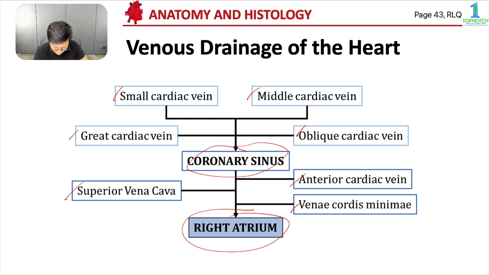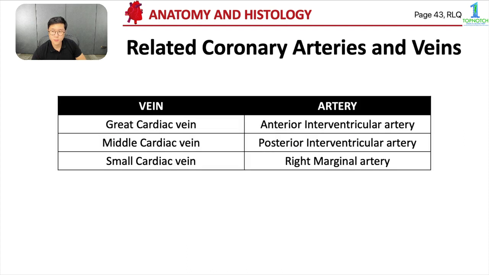So, for example, you have thrombosis of the coronary sinus. Which vein is not implicated or is not affected? If you're given these choices, 1, 2, 3, and 4, the answer is your anterior cardiac vein because it does not drain into the coronary sinus.